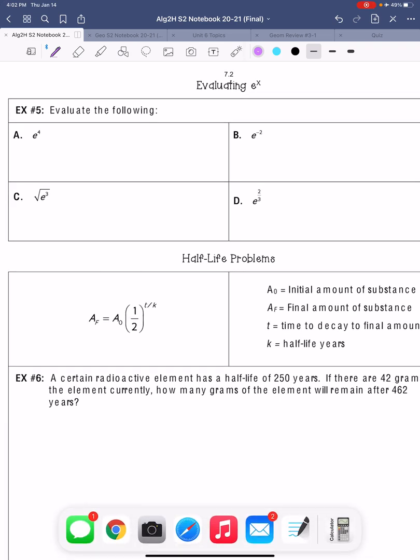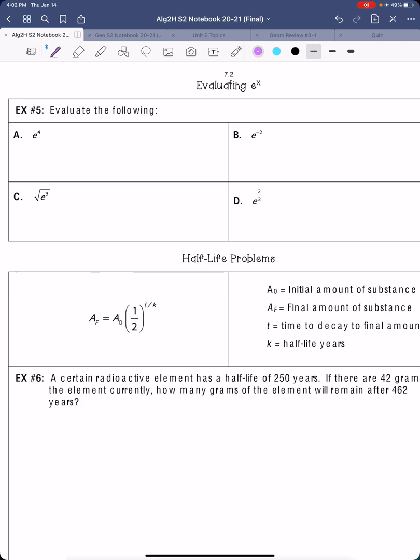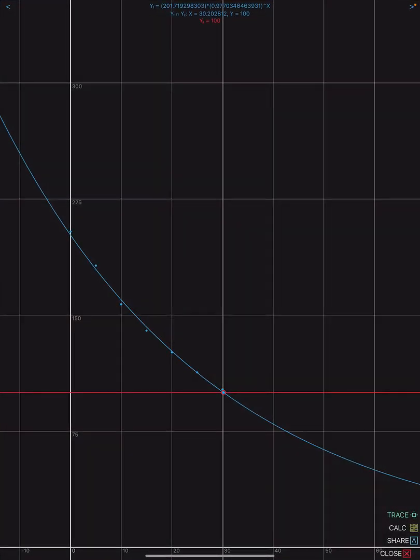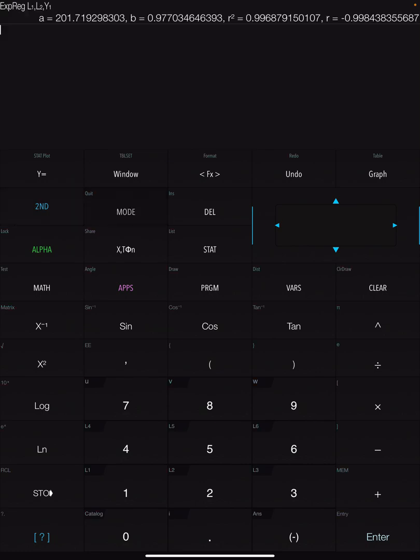I guess I could do this as well. So if I go back to my little calculator here, go to my home screen. Okay, so e, which I don't even see on this calculator. I'm sure it's somewhere.